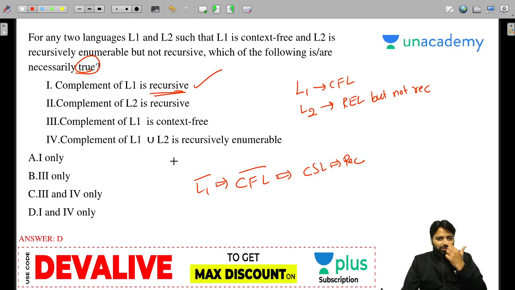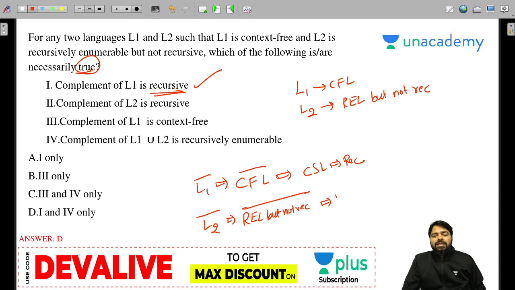True. Complement of L2, guys. L2 complement means REL but not recursive complement. You know that. This complement is definitely not REL. It is trying to say recursive, wrong. And complement of L1 context free is wrong.